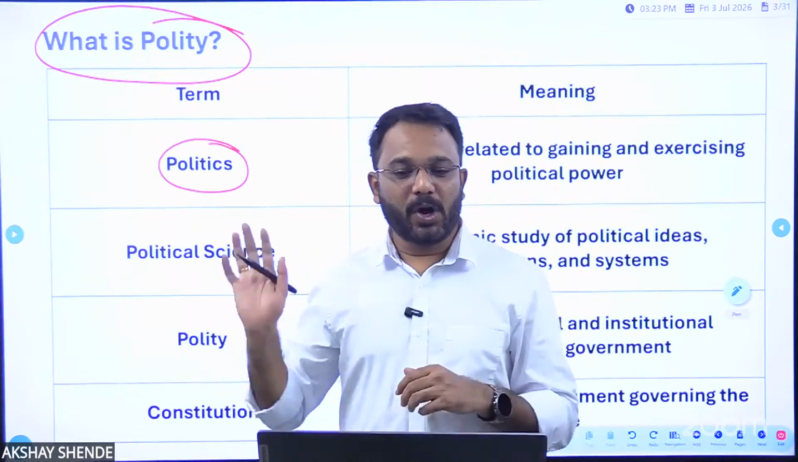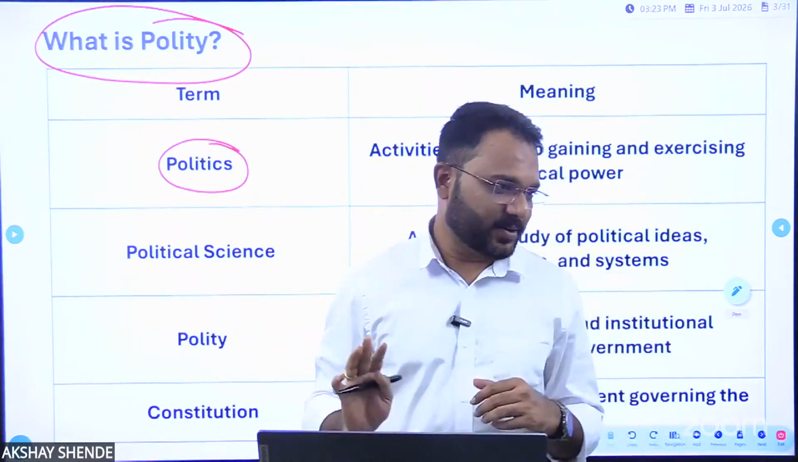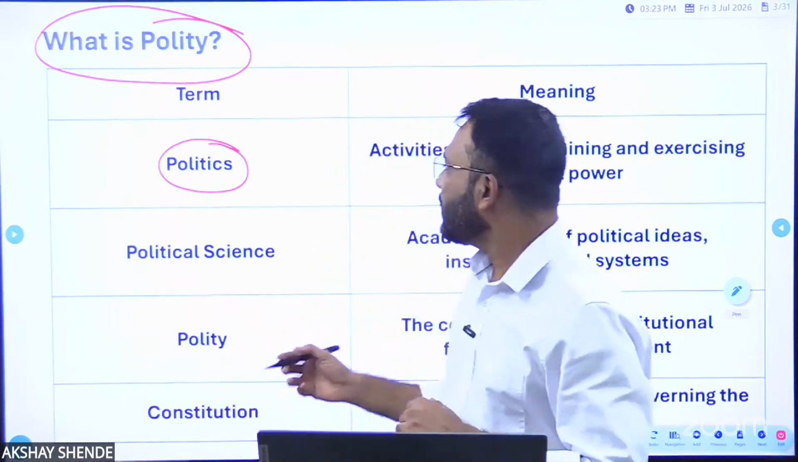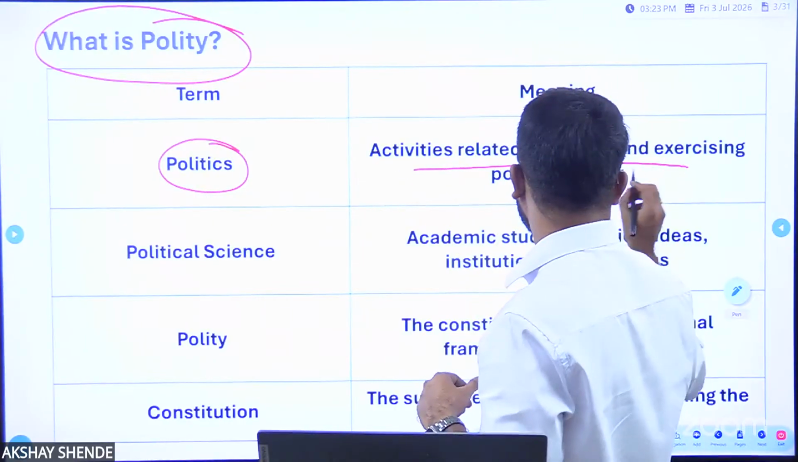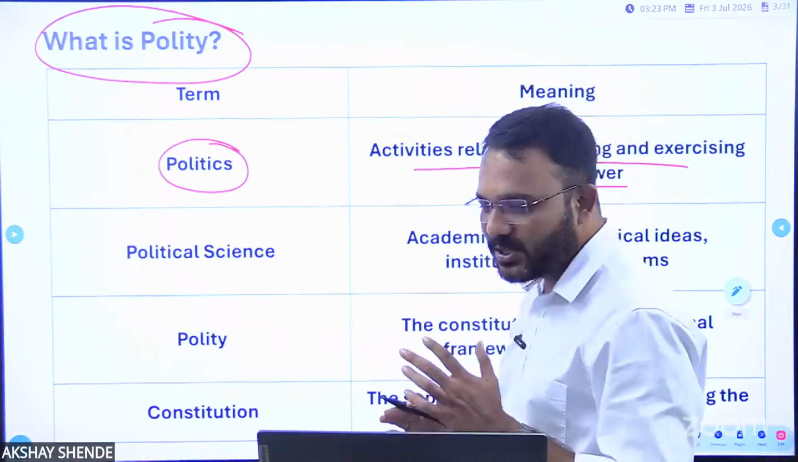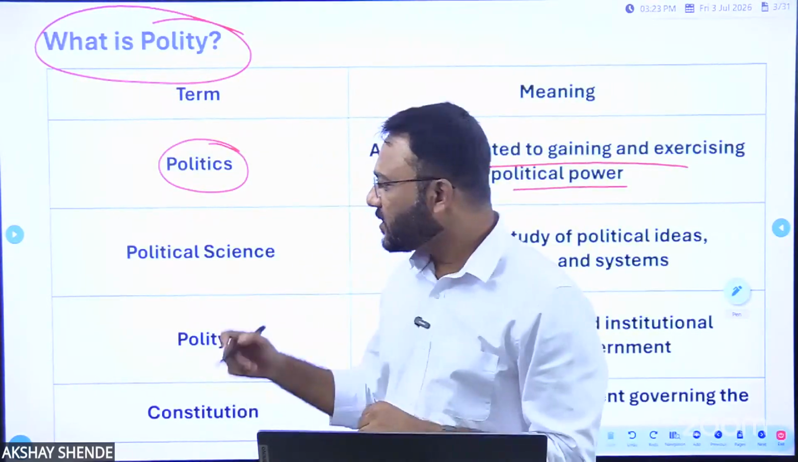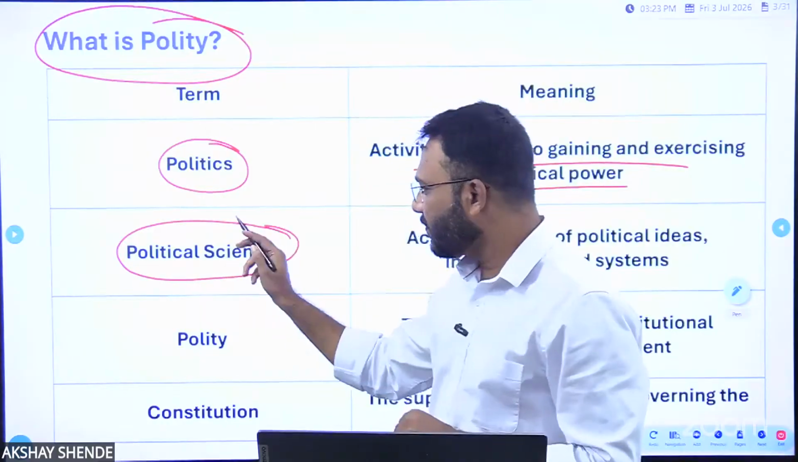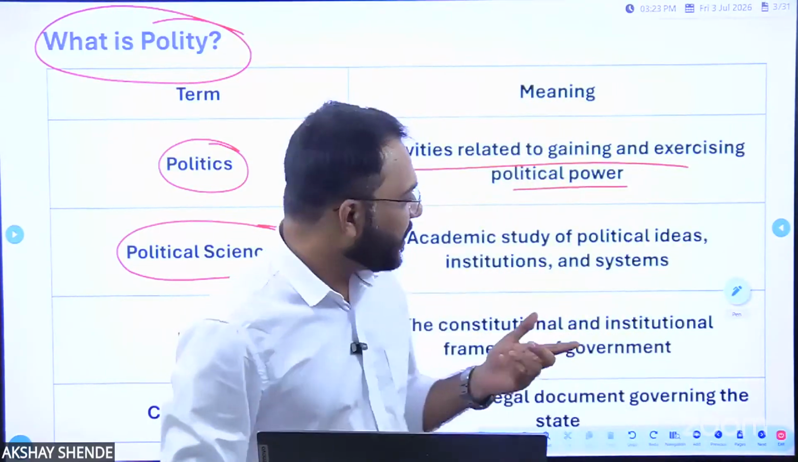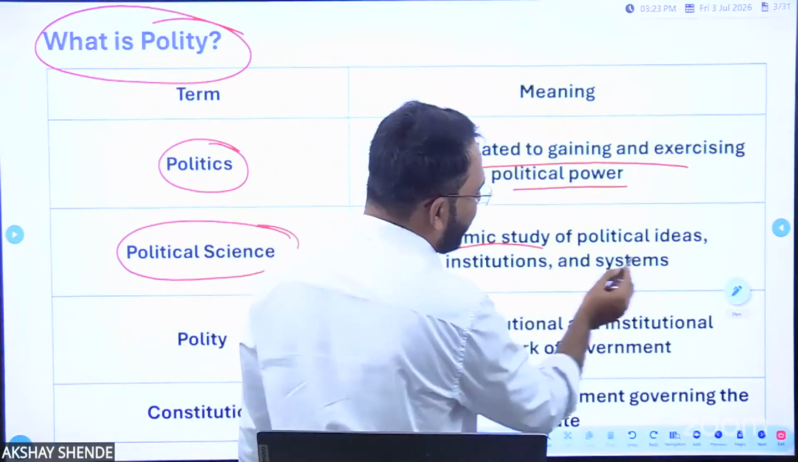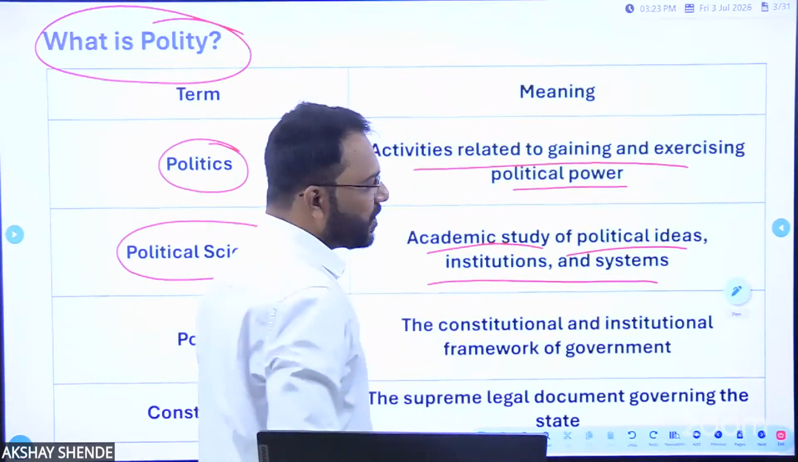Okay, so politics means rajkaran, where activities related to gaining and exercising political power are undertaken. It is known as politics. Fine. Second term, political science. What do you mean by political science? It means the academic study of political ideas, institutions and systems.